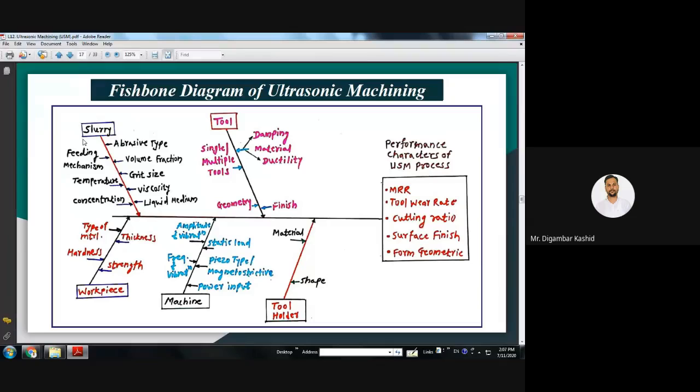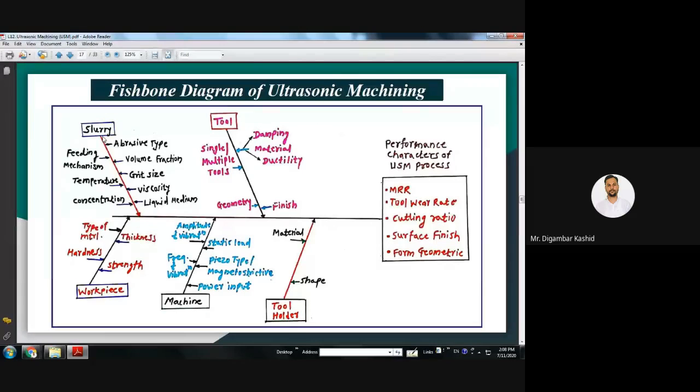Now in that, feeding mechanism of slurry, then temperature of the slurry, concentration of the slurry, abrasive type, volume fraction, grain mesh size, viscosity of slurry, and liquid carrying medium, that is abrasive carrying medium. So all these parameters come under the slurry, and this slurry is one parameter which affects the performance of the USM process. Got it?